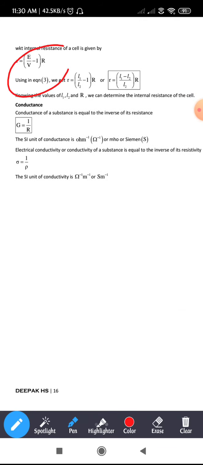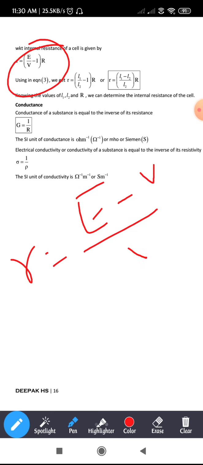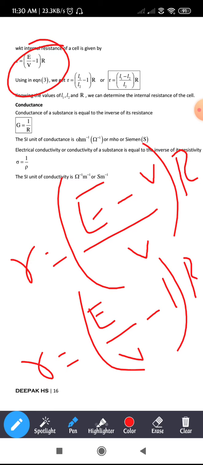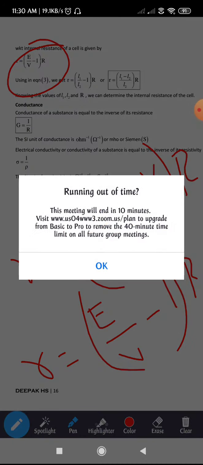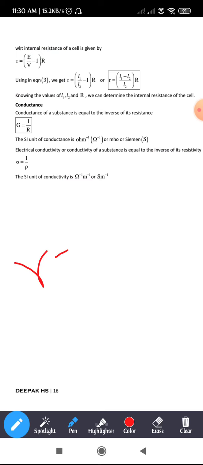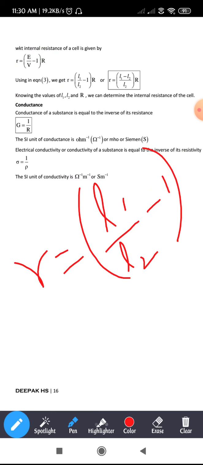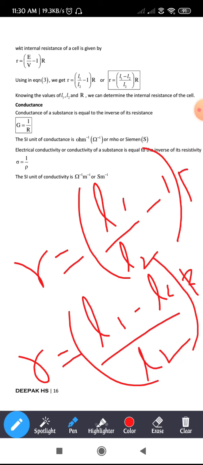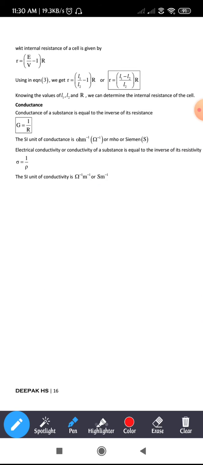So this equation can be written as r is equal to E minus V divided by V into R. The same thing can be written in terms of mathematics as E divided by V minus 1 into R, one and the same thing. So in the place of E minus V, we have taken the values of L1 divided by L2 minus 1. So the same thing can be written as r is equal to L1 minus L2 divided by L2 into R. Okay, so this is the expression for internal resistance.